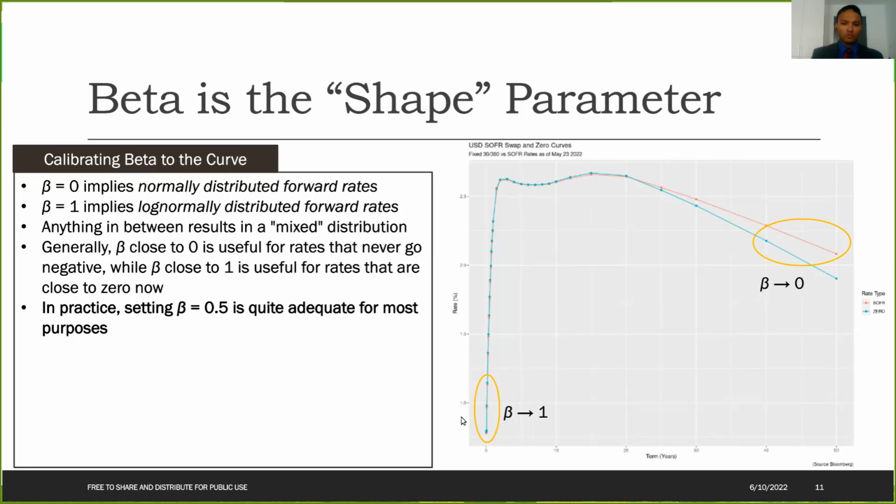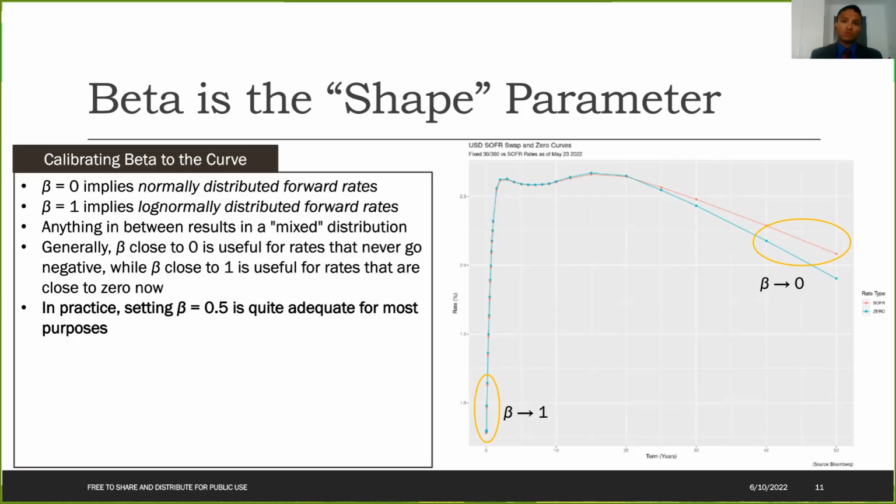So a normally distributed forward rate process and a log normally distributed forward rate process are really the two extremes. Everything else tends to be a mixture in the middle. Now, where is it appropriate to have beta equal to 0? Probably where your forward rates are not likely to go negative. So if you're looking at stock options, for instance, a beta of 0 is probably appropriate.